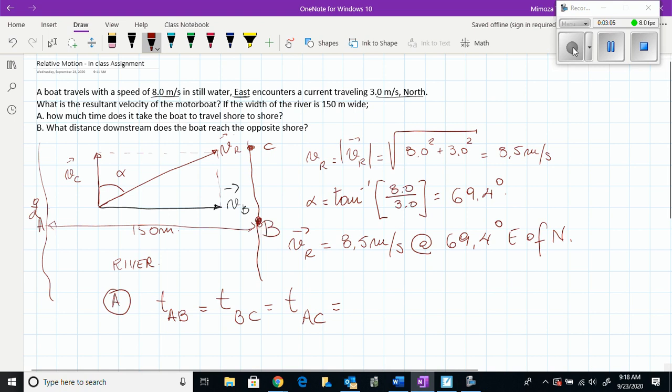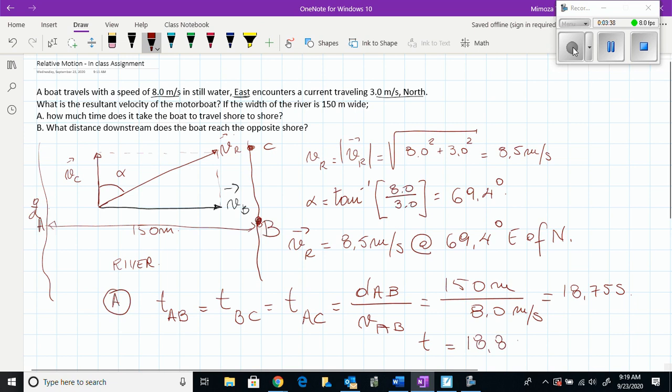So the easiest one to deal with is the distance from A to B over the velocity in this direction, which will be 150 meters over 8.0 meters per second. So in your calculator it will be 18.75 seconds. You can say that the time to go from one shore to the other is 18.8 seconds.